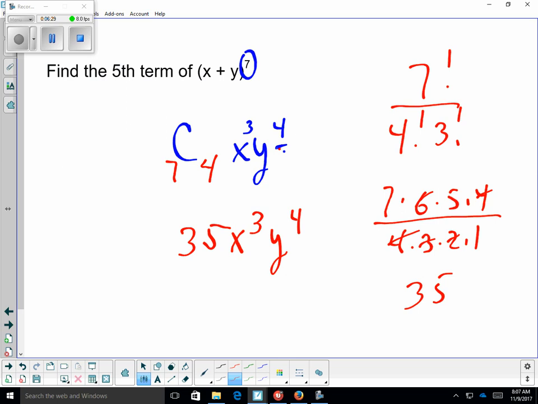Again, I didn't have to expand the whole thing. I didn't have to write x plus y 7 times and FOIL it. Oh my gosh, what a nightmare. All I had to do was do the combination to find the coefficient and then my terms.